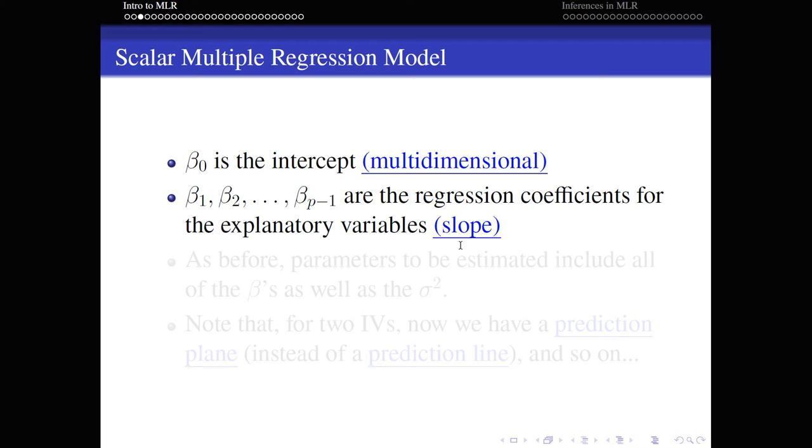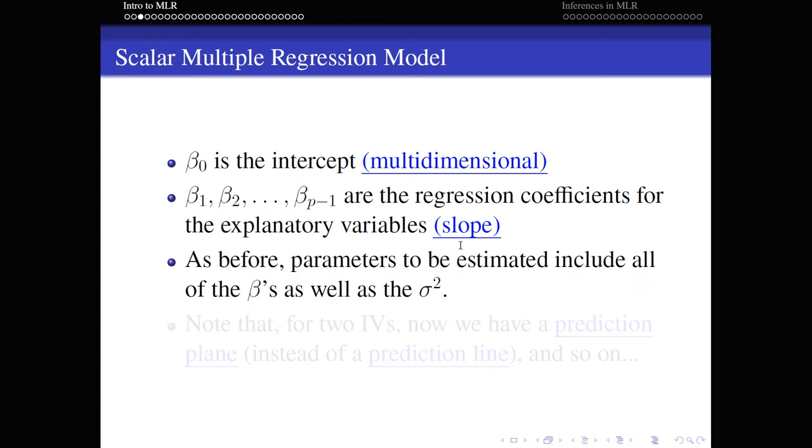Now, each of the other betas represent the slopes in exactly the same way as before. The interpretation is slightly different. We'll talk about that in a bit, but the basic idea is very similar to what we had in simple linear regression. As before, we're going to be estimating the betas and the variance term, sigma squared. So we'll get all of our b's, and then we'll have that MSE term that we use when we look at the statistical significance.